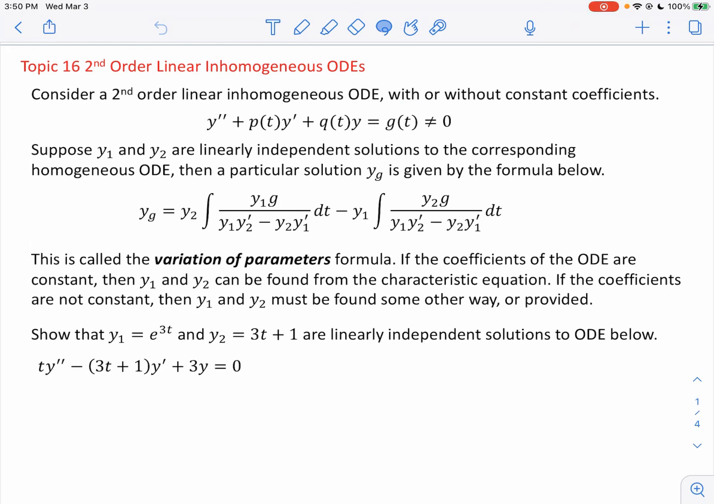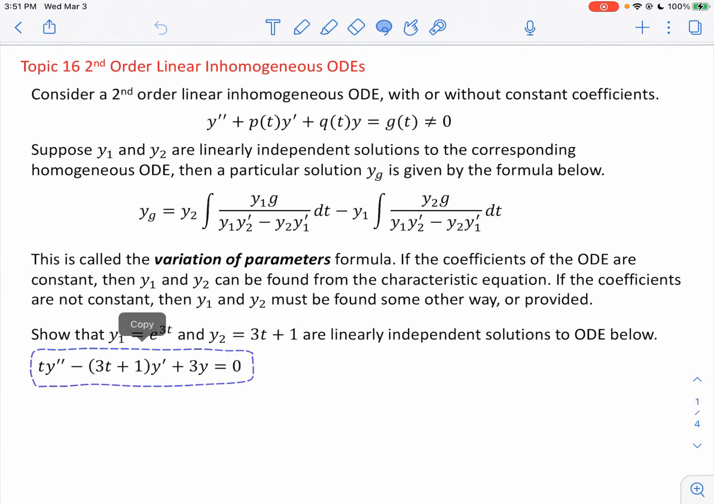Now if the coefficients of the ODE are constant, so the p and the q are constant, then y1 and y2 can be found from the characteristic equation, much like we've already done in this class. If the coefficients are not constant, then you would need a different method to find y1 and y2, or in the case of what you'll see in the homework, they will be provided. In fact, that's what's going to happen right here in this first example.